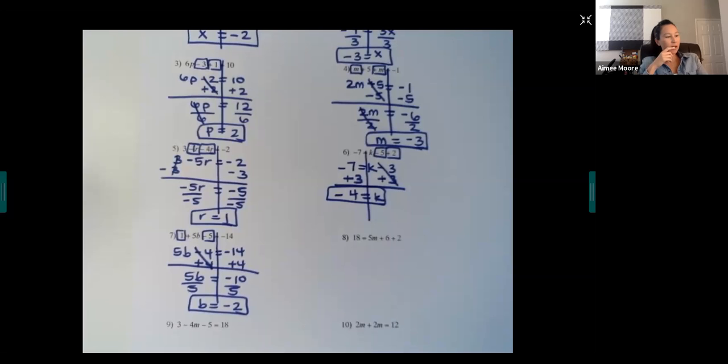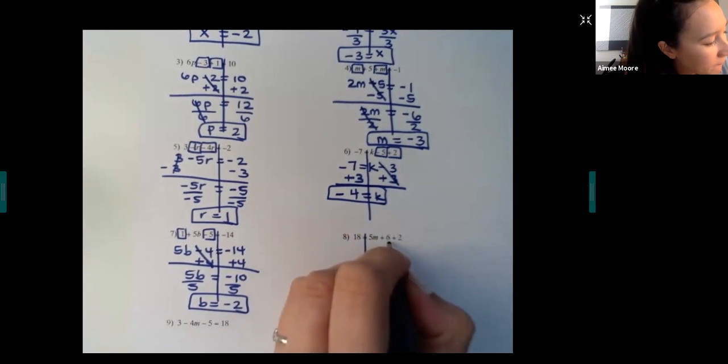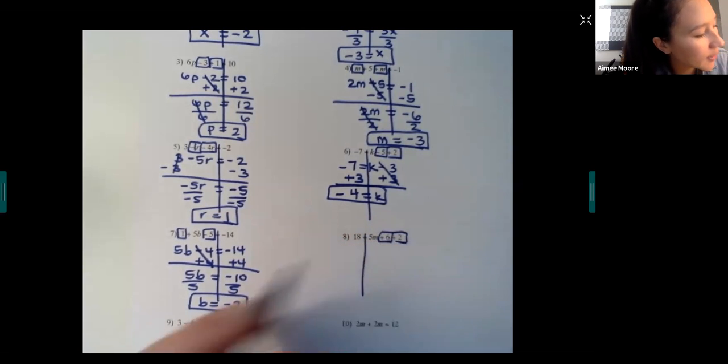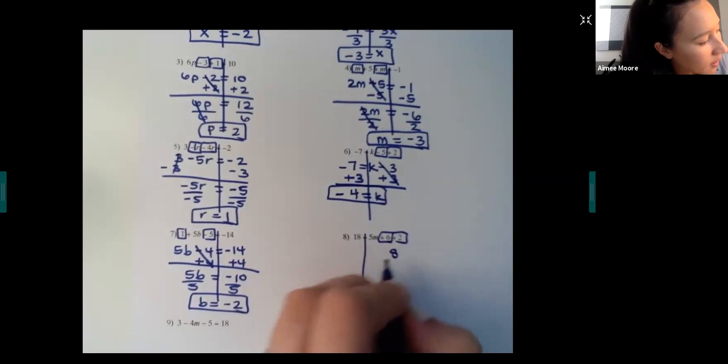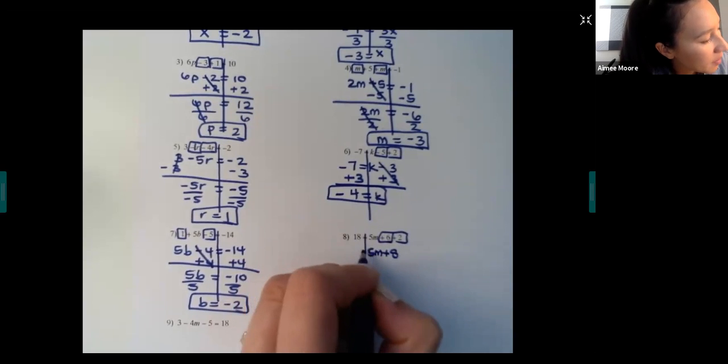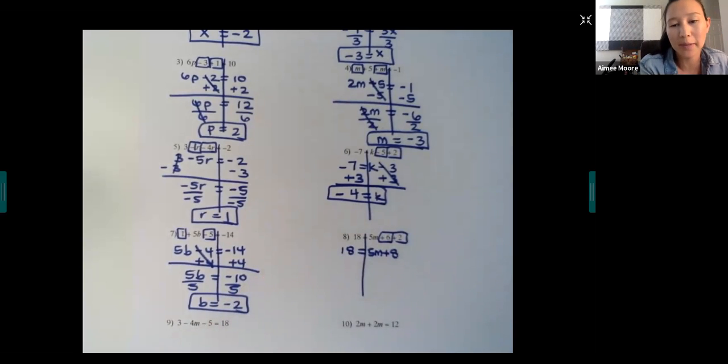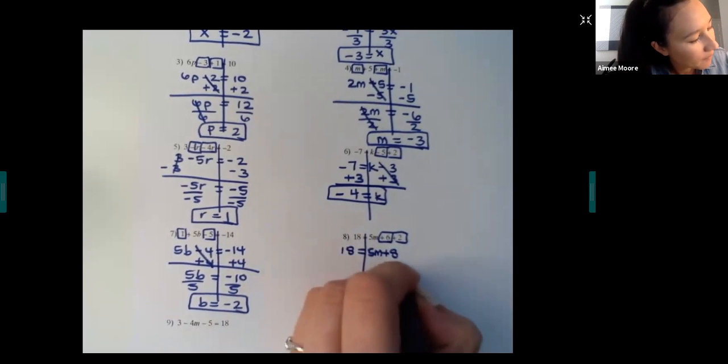All right, Dakota, can you help us out with number, oh wait, no, it's Solomon's turn. Okay, Solomon, help us out with number 8. So you have to add the like terms. Okay, which is what? 6 and 2. Good, and 6 plus 2 is? 8. Good, and we bring down our 5m, and that equals 18. And then what, Solomon? Subtract 8 to each side. Excellent.